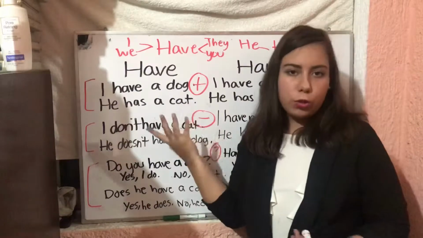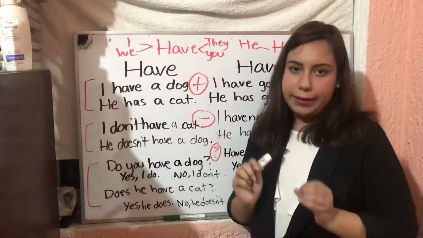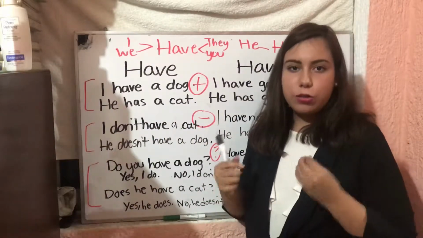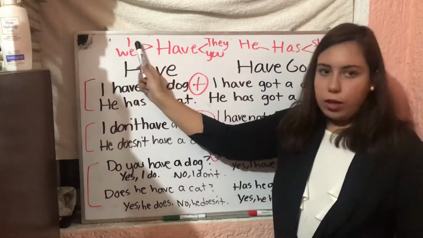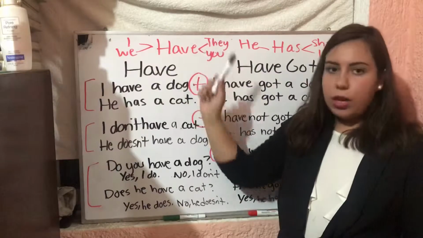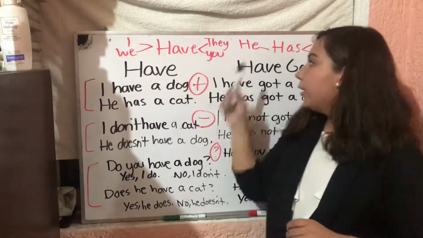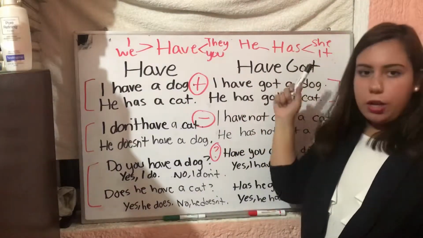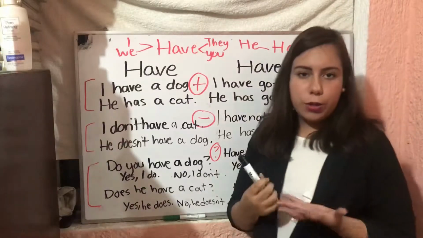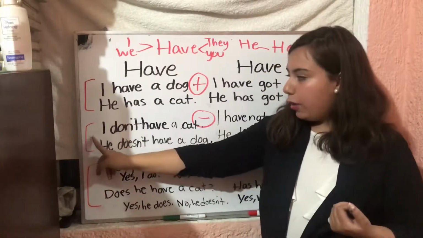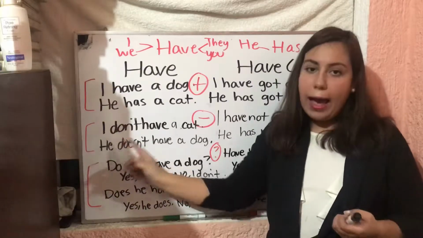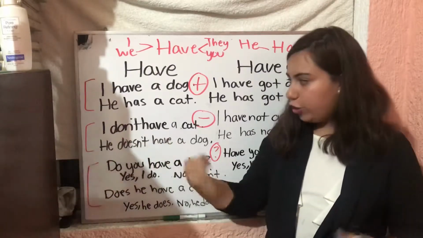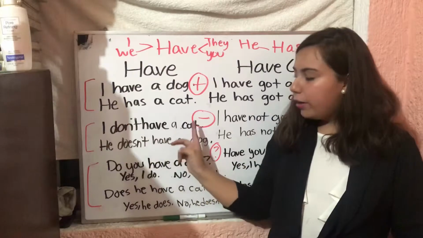For negative, we use the auxiliary do and does. Remember that do we use for these same subjects right here. I do not, we do not, they do not, you do not. He does not, she does not, it does not. So we use the auxiliaries. For I, we use auxiliary don't. I do not, or I don't, contraction. I don't have a cat.